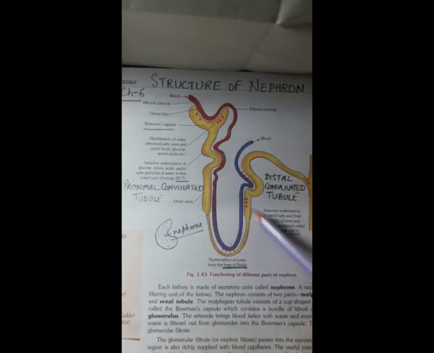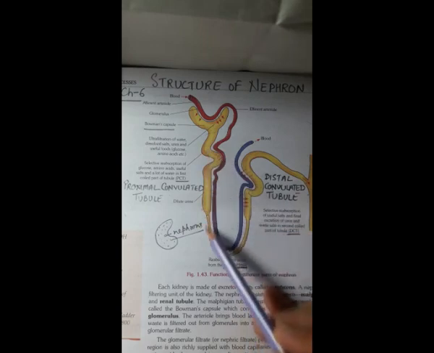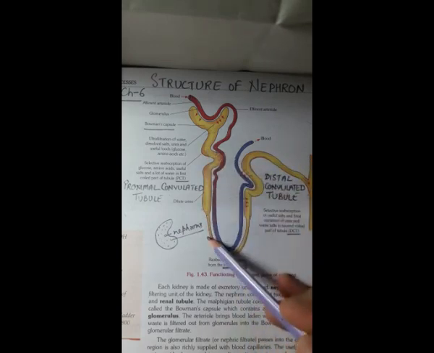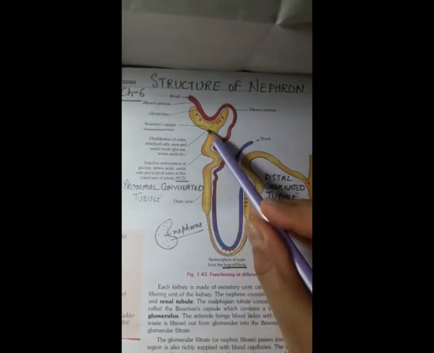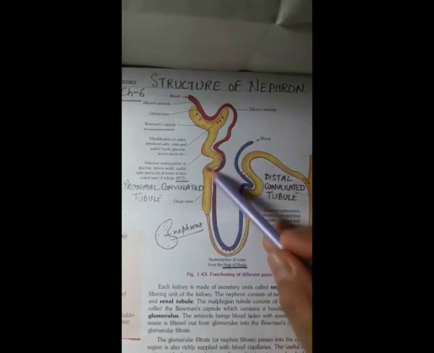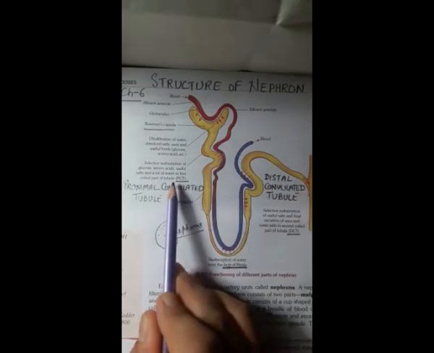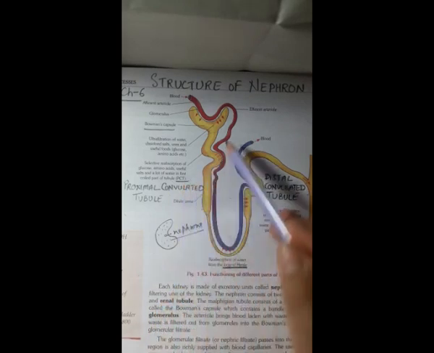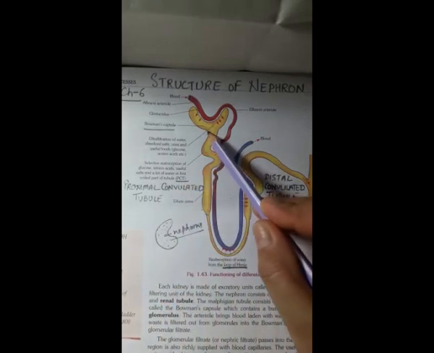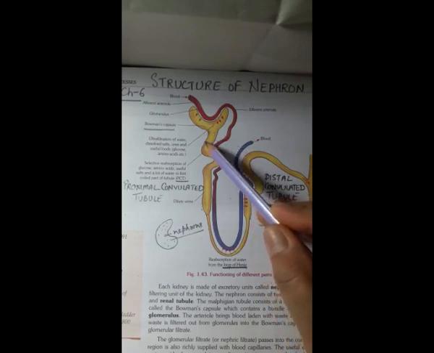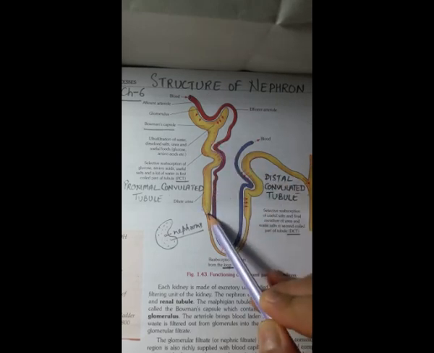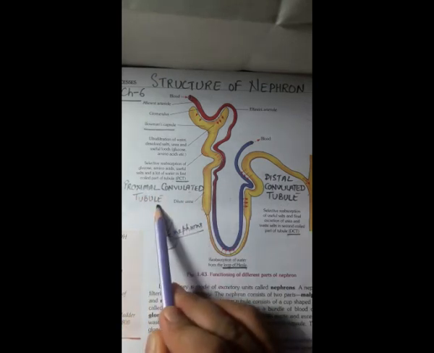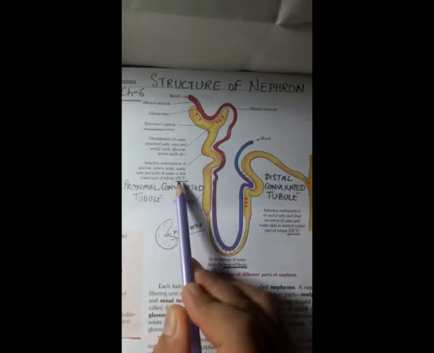This is the tubule part of the nephron, and again this tube is divided into three different structures. First, it starts from here till here. This is the proximal convoluted tubule or PCT, right? Proximal convoluted tubule arises from the bottom surface of the Bowman's capsule and goes till here, where it gets narrowed further. In short we can say it PCT.